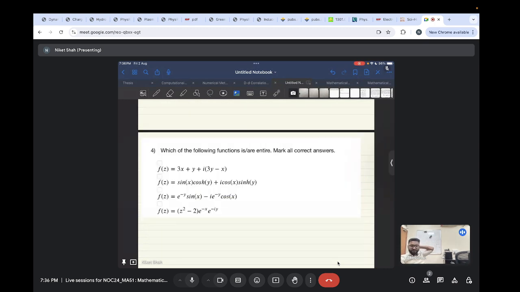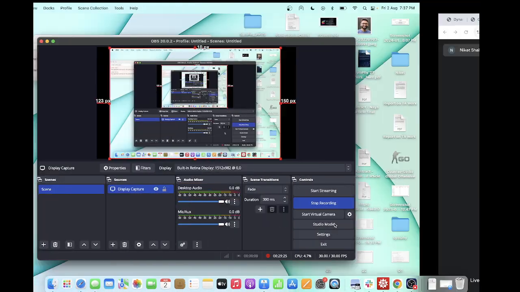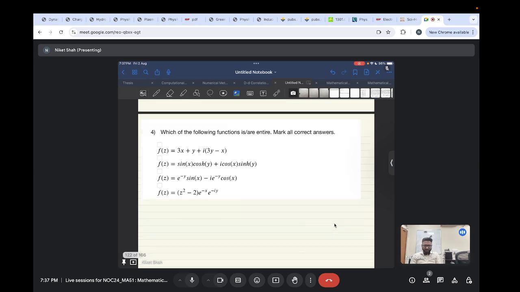Okay. So now the next one is: which of the following functions is or are entire? What are entire functions basically? Entire functions are analytic in the entire complex plane. They are analytic everywhere basically. So to comment whether the function is entire or not, we have to check its analyticity and ensure that the analyticity is true for all possible values of x and y, right? So that's what we want to check.